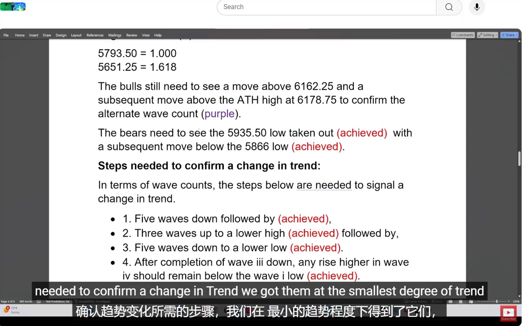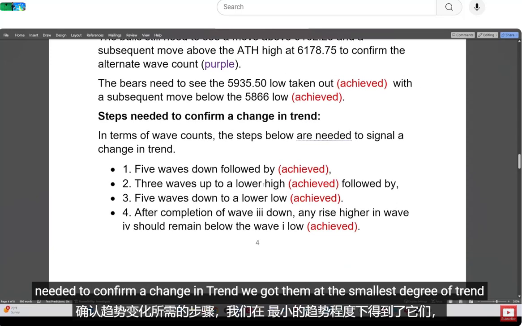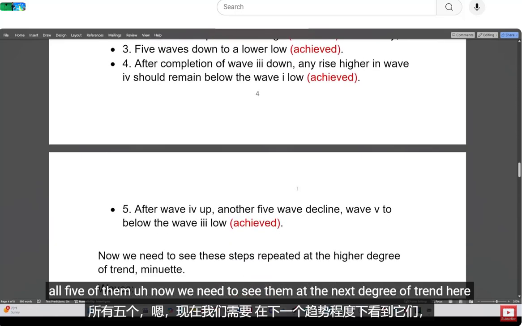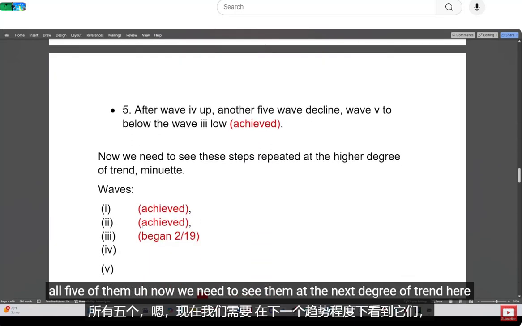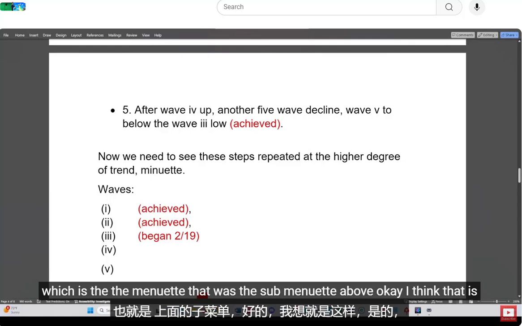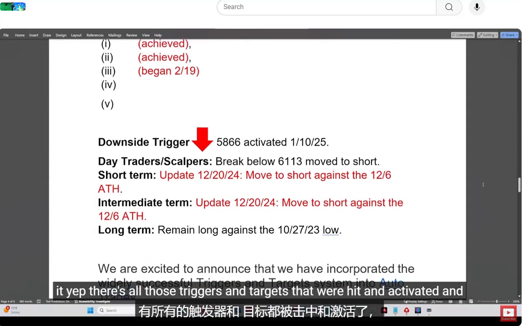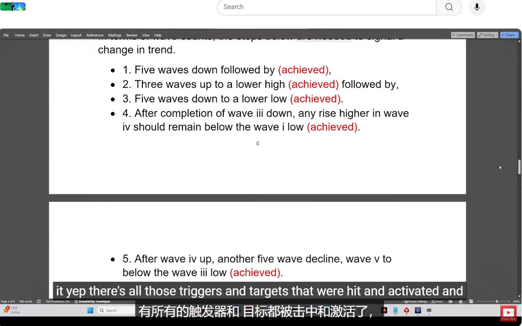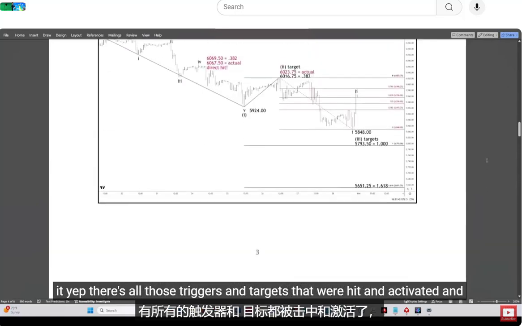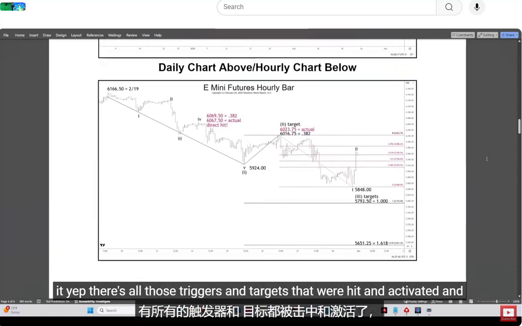Oh yeah, steps needed to confirm a change in trend. We got them at the smallest degree of trend, all 5 of them. Now we need to see them at the next degree of trend here, which is the minuet. That was the sub-minuet above. Okay, I think that is it. Yep, there's all those triggers and targets that were hit and activated. And here we go there.